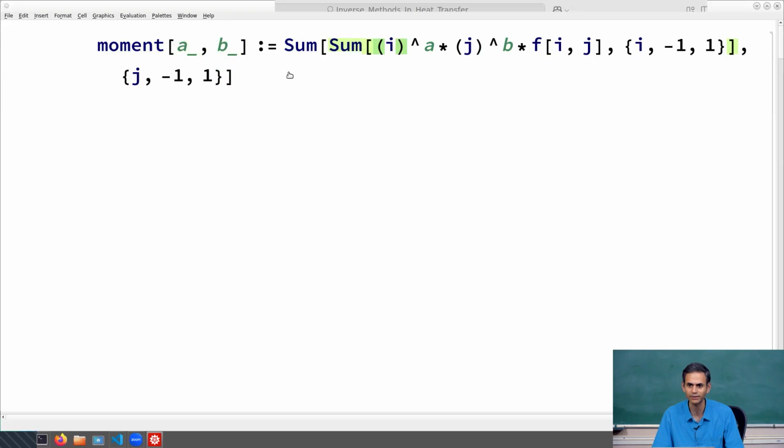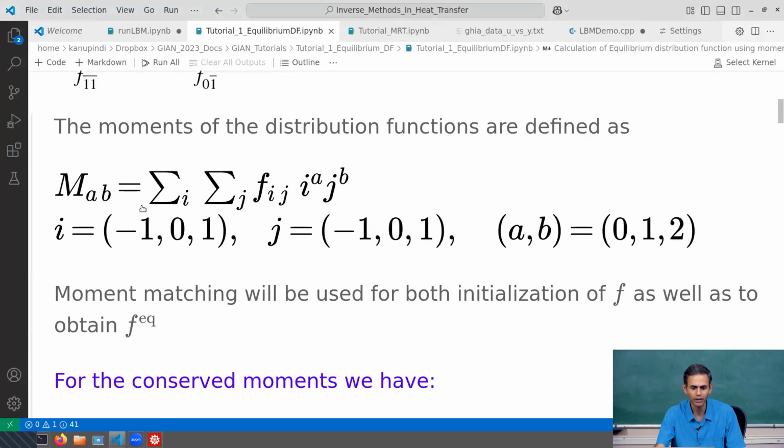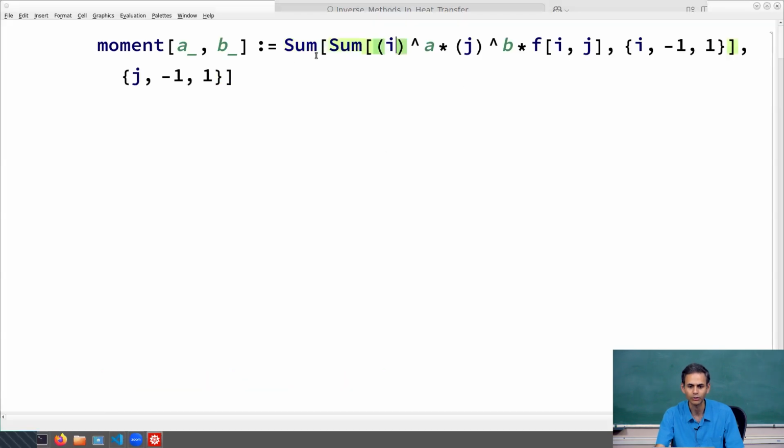I have basically translated this: M_ab equals summation of i, summation of j, f_ij, i to the power a, j to the power b, where i goes from -1 to 1 and j goes from -1 to 1 in steps of 1. So -1, 0 and 1. Okay, so I define that.